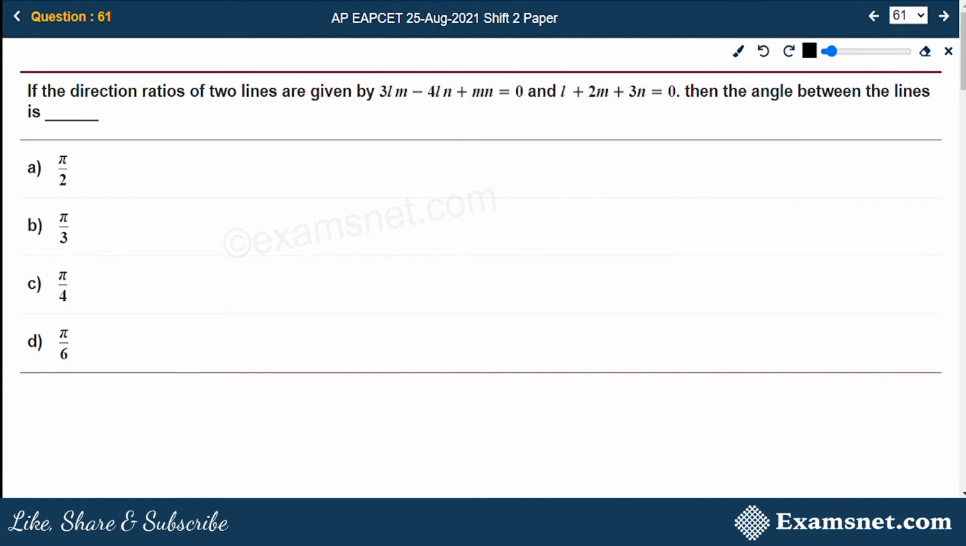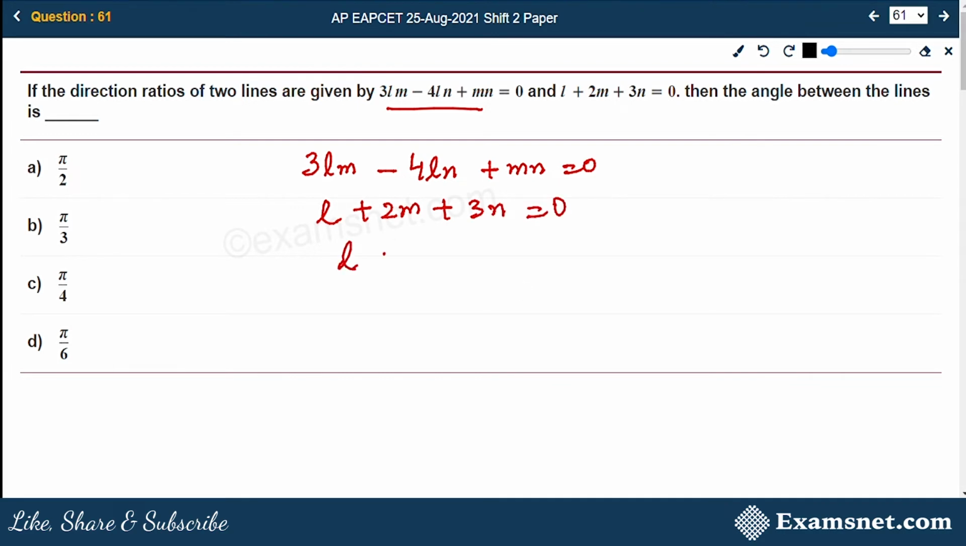If the direction ratios of the two lines are given by this and this, then the angle between the lines, this is what you have to find out. So let's write down what we are given. We are given these two lines. First is 3lm minus 4ln plus mn is equal to 0. L plus 2m plus 3n is equal to 0.